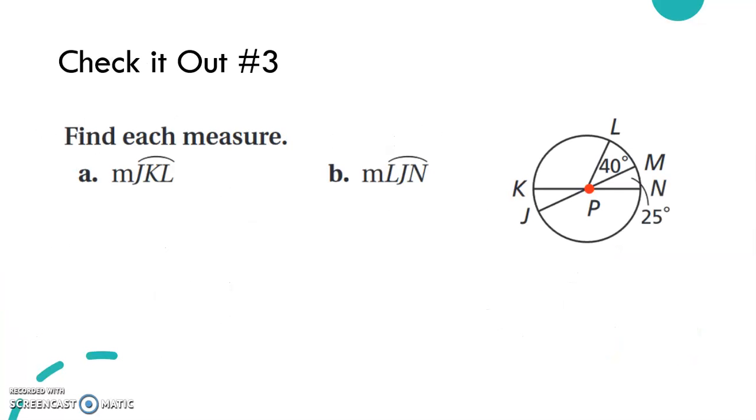In check it out number 3, you need to find the measure of these two arcs. So the first one is JKL. So you need this total measure here. And the second one is LJN. So it's this big arc going all the way around this way. So see if you can find those measures and put them on your response document. And then don't forget to watch the next video in this lesson.